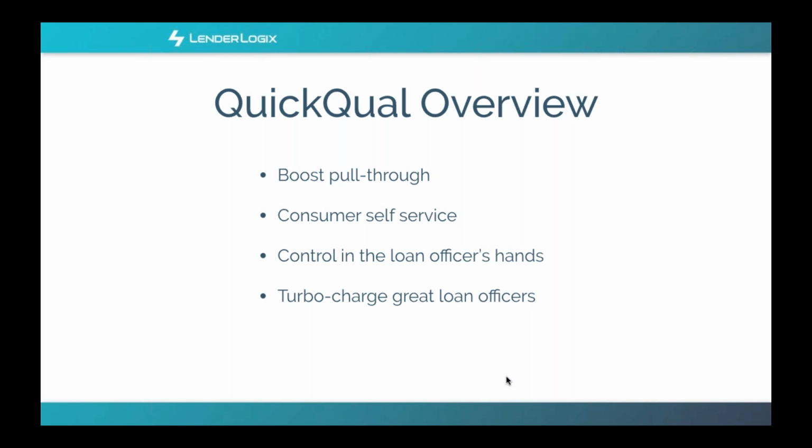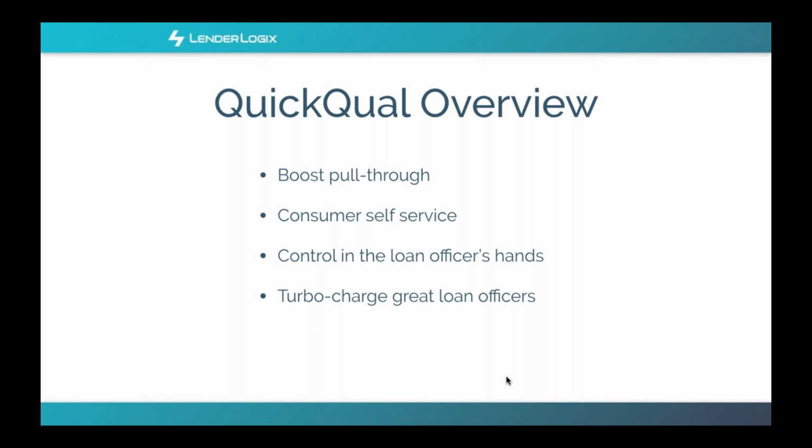Sure, yeah. So the QuickQual software is essentially an alternative to issuing paper pre-qualification or pre-approval letters to our borrowers. It's designed to boost pull-through. So we spend a lot of money to pre-qualify buyers. We spend money in credit reports. We spend money to acquire them. We want to get them closed. So this software is designed to do that.